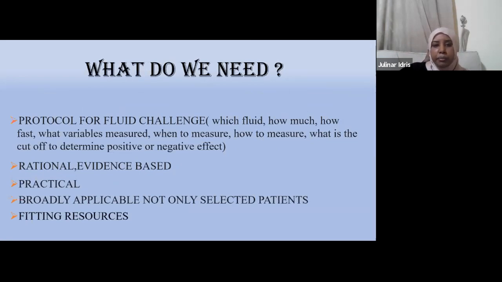What fluid you give, how much you will give, how fast you will give, what variables you will measure, when you will measure it, and how you will measure it, what is the cutoff determining positive or negative effects of this change. This guidance should be rational and evidence-based. It should be practical and applicable for all patients, not having some limitation or certain condition like ventilated patient, as we said. And it should fit our resources.